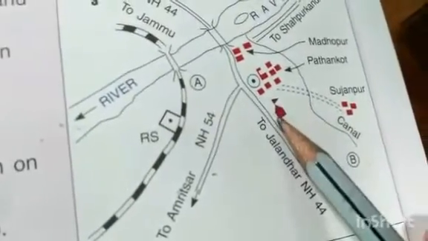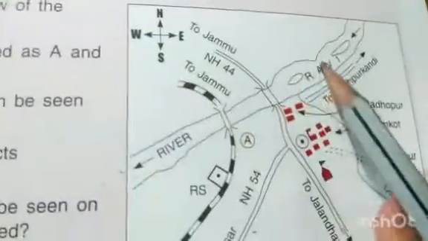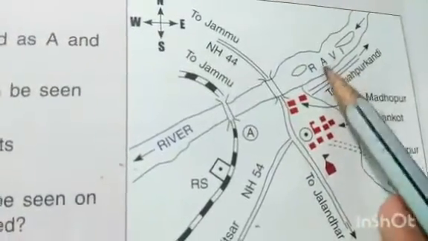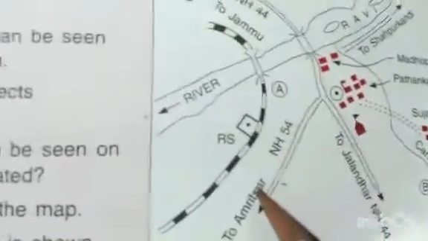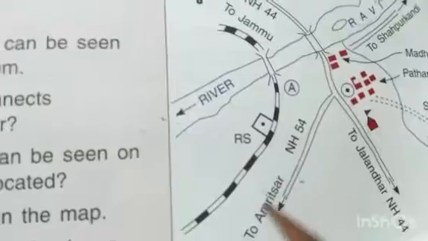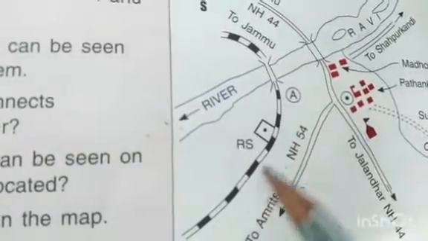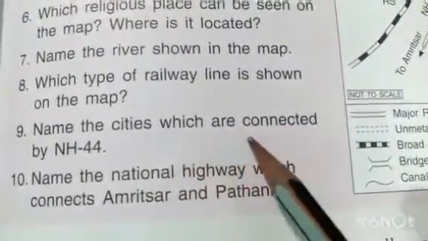Okay. Now, name the river shown on the map. Which river is there? Ravi. Which type of railway line is shown on the map? Broad gauge. Okay. Broad gauge railway. Name the cities which are connected by NH44.